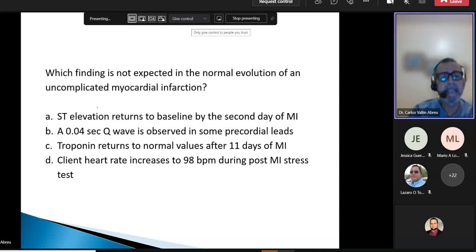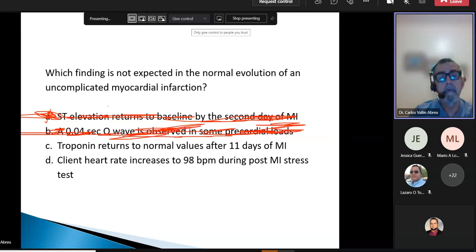So A, ST elevation. ST elevation is expected. Returns to baseline. Returning to baseline is expected. I told you by the second day. I said that usually it can last 3 days to return. So returning by the second day is a good evolution. So it is expected. This is not the answer. So I rule out those. A 0.04 second Q wave is observed in some precordial leads. It is a normal Q wave. So it is no problem. It is not rare.